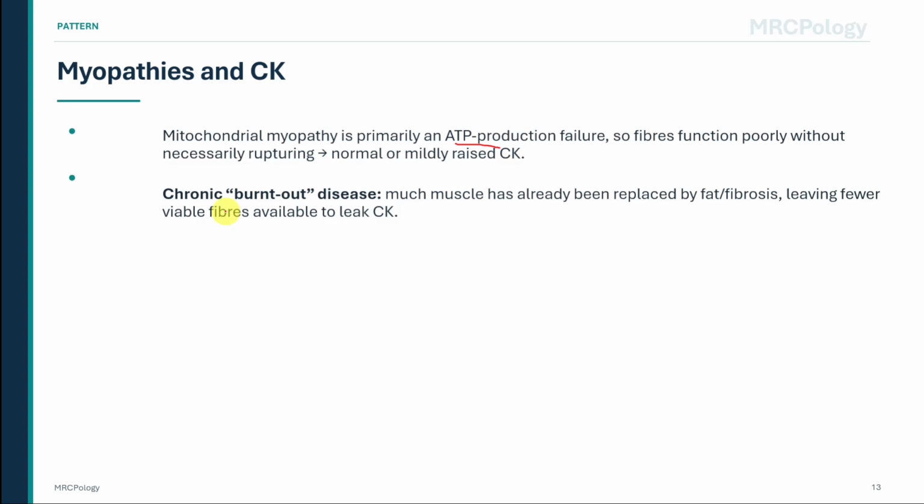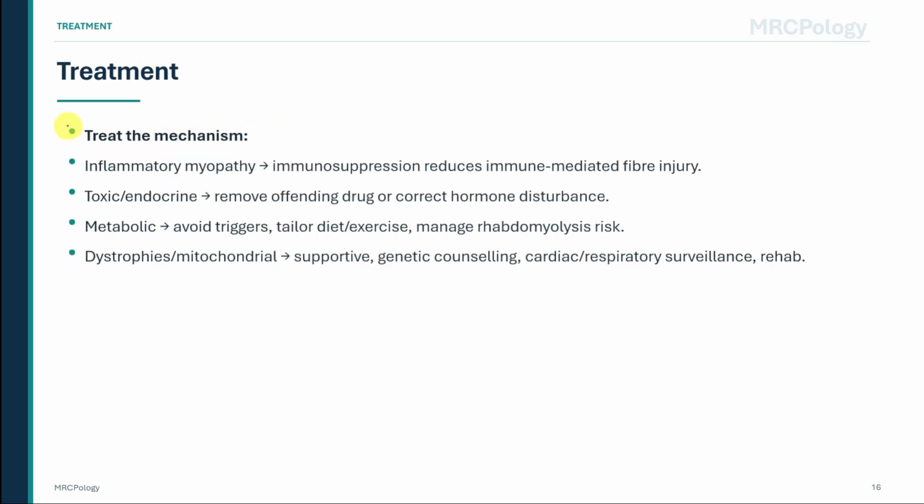CK may also be normal in chronic burnt-out muscle disease. By this stage, much of the original muscle tissue may have been replaced by fat and fibrosis. Fewer viable fibers remain available to undergo active necrosis and release CK. Therefore, CK reflects current muscle fiber injury rather than simply the total degree of weakness. Treatment must target the underlying mechanism.